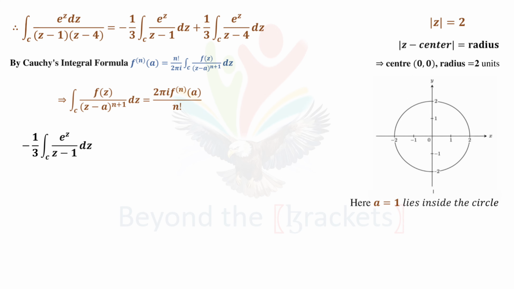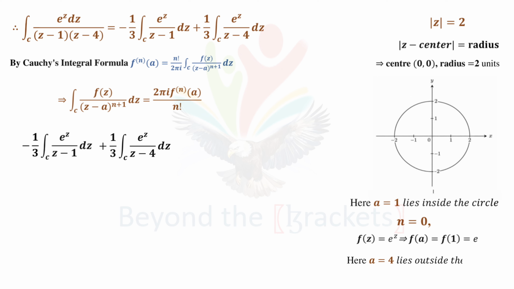Also n + 1 is 1, which means n is equal to 0. So no differentiation is needed. And f(z) is e^z. So f(a) will be equal to f(1), which will be equal to e. Coming to the second integral, here the value of a is 4, which lies outside the circle because our circle is centered at origin with radius 2 units.